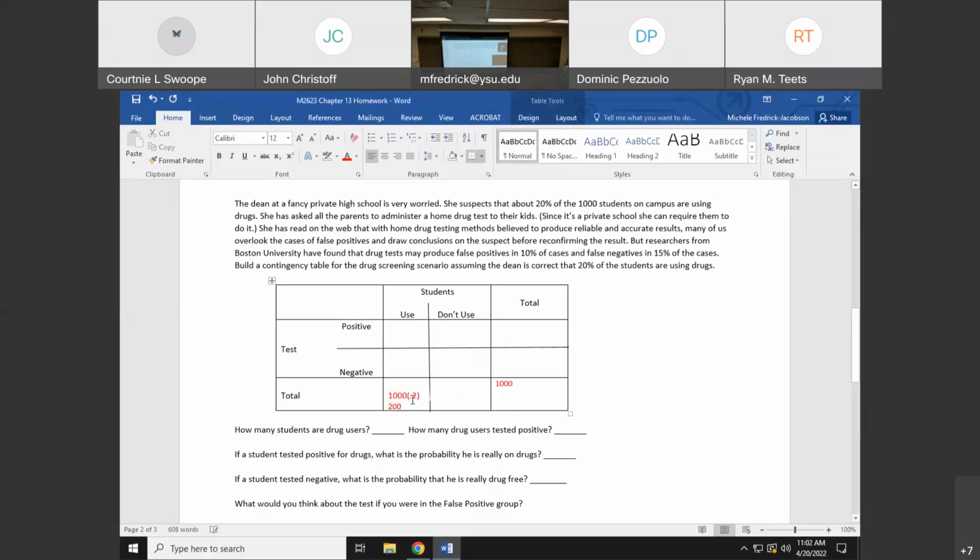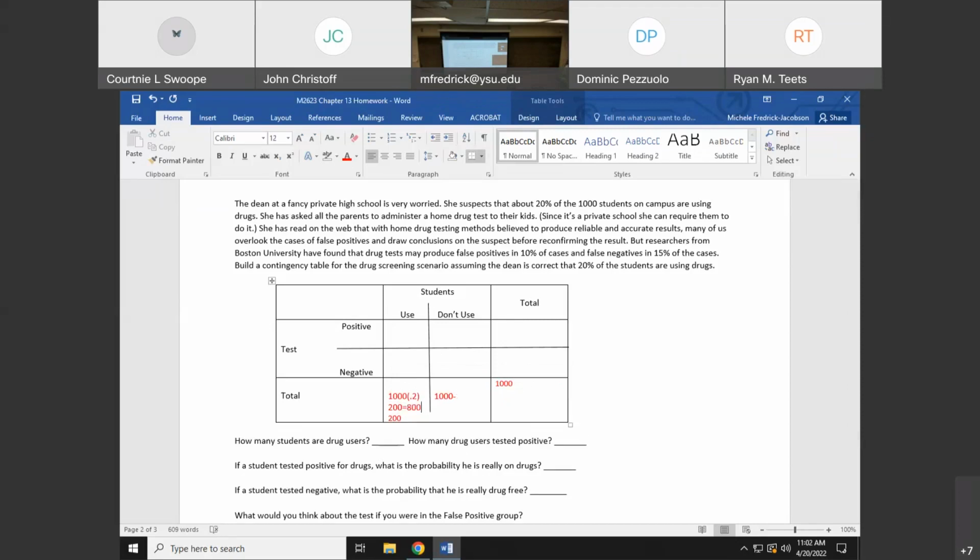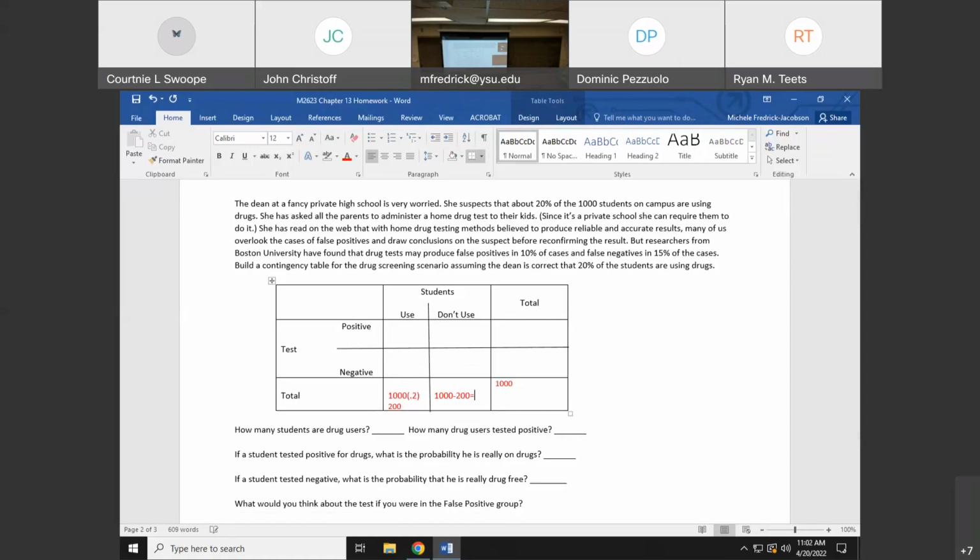If 200 use drugs, how many do not? Because we took 1,000 minus the 200 to get 800. Any questions on that part?